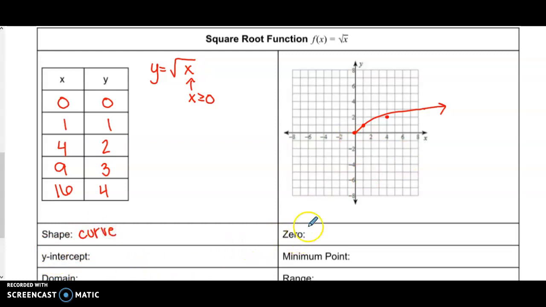All right, the x-intercept is at the point 0, 0 still. The y-intercept, where it crosses the y-axis, is still at 0, 0. Minimum point, the lowest point on the graph. That's the starting point right here at 0, 0.